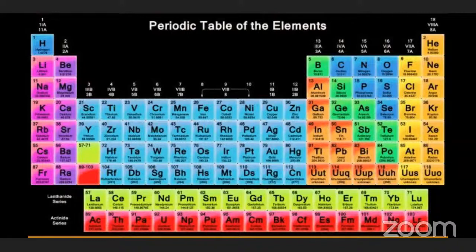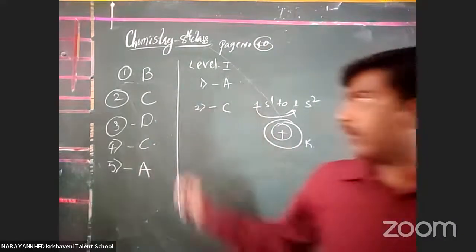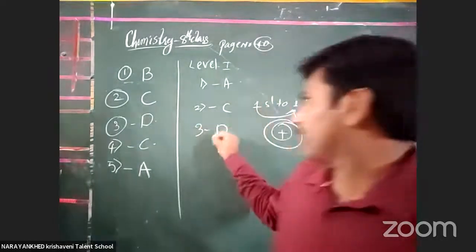Remaining inert gases contain the general form ns2 np6, but helium contains only 1s2. It is the last element of the first period, at the top right side. Check it once in the periodic table diagram, helium will be there. Got it or not? Now the third answer is D.